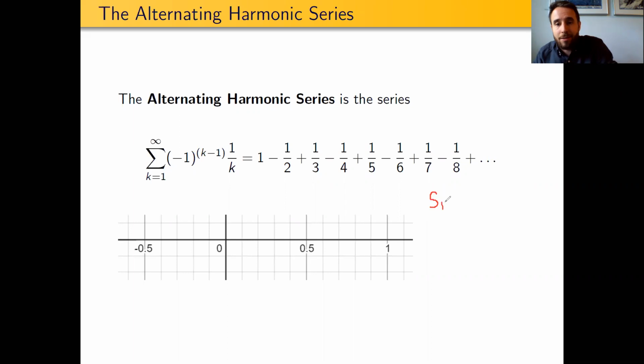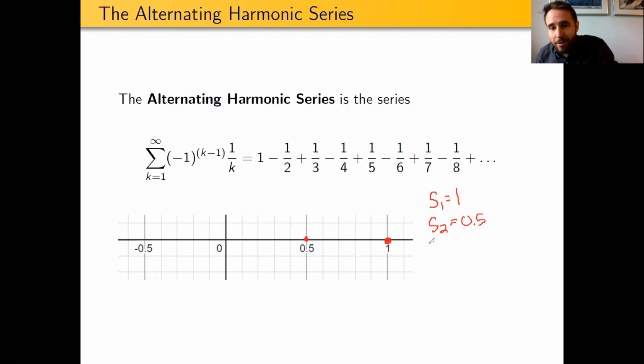And so we can calculate S sub 1. That's the first partial sum. That's just equal to the first term, so that's 1. That will be this point right here. S sub 2, that's the second partial sum, will just be 1 minus a half. So that's 1/2, 0.5. That's about right here.